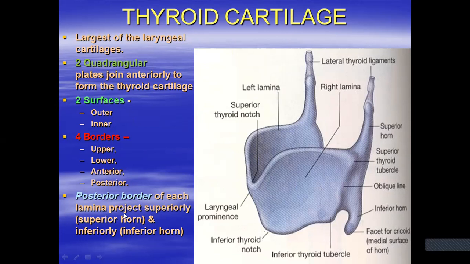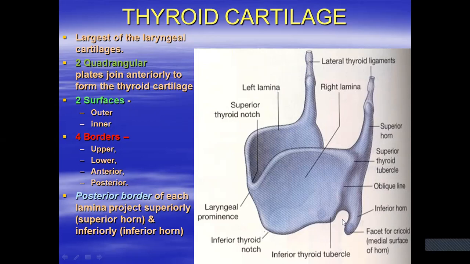The posterior border of each lamina projects superiorly to form the superior horn, and inferiorly to form the inferior horn of the thyroid cartilage.